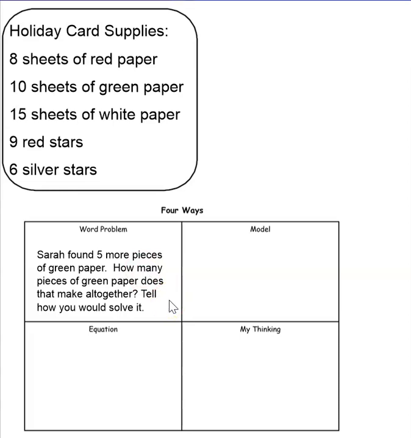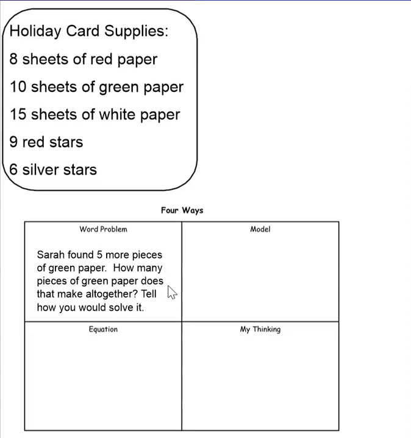So let's reread this problem again, and this time with our numbers. Let's see if we can understand what those numbers represent. Sarah found 5 more pieces of green paper. How many pieces of green paper does that make altogether? Tell how you would solve it. So what does that 5 represent? What does that number represent? That's right. That number represents the number of additional pieces of green paper that Sarah found.